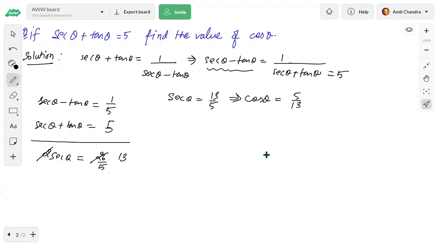Okay. If cos theta is 5 by 13, what will be the value of sin theta? If cos theta is 5 by 13, the value of sin theta will be simply 12 by 13. Okay, fine. Very good.